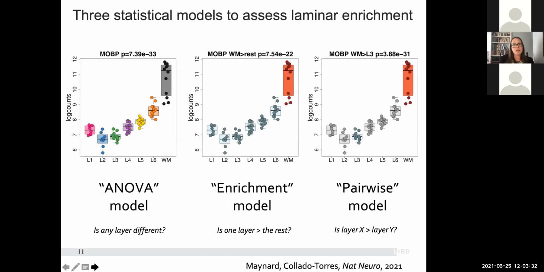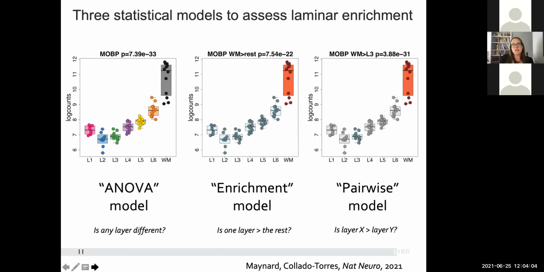So after pseudo-bulking, we used 3 strategies to perform differential expression analyses using these layer-enriched expression profiles with linear mixed effects modeling. The first statistical model, termed the ANOVA model, involved testing for differences in mean expression across the 6 layers plus the white matter and asked, is any layer different? The second statistical model, termed the enrichment model, tested for differences in expression between one layer versus all the other layers and asked, is one layer greater than the rest?